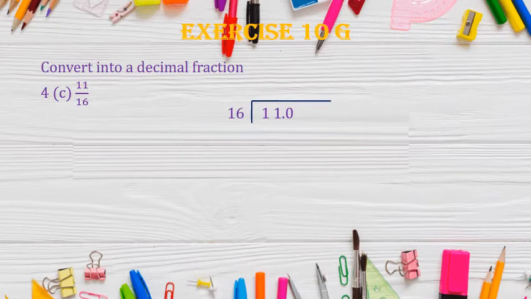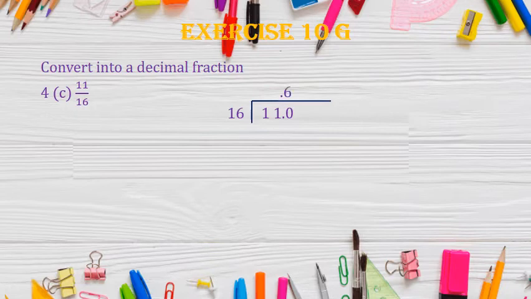So first what we will do, we will write 11 as 11.0, right? And now we will divide 11.0 by 16. Since 11 is less than 16, we are going to put a decimal point in the quotient, and now our dividend will become 110. So we will divide 110 by 16.